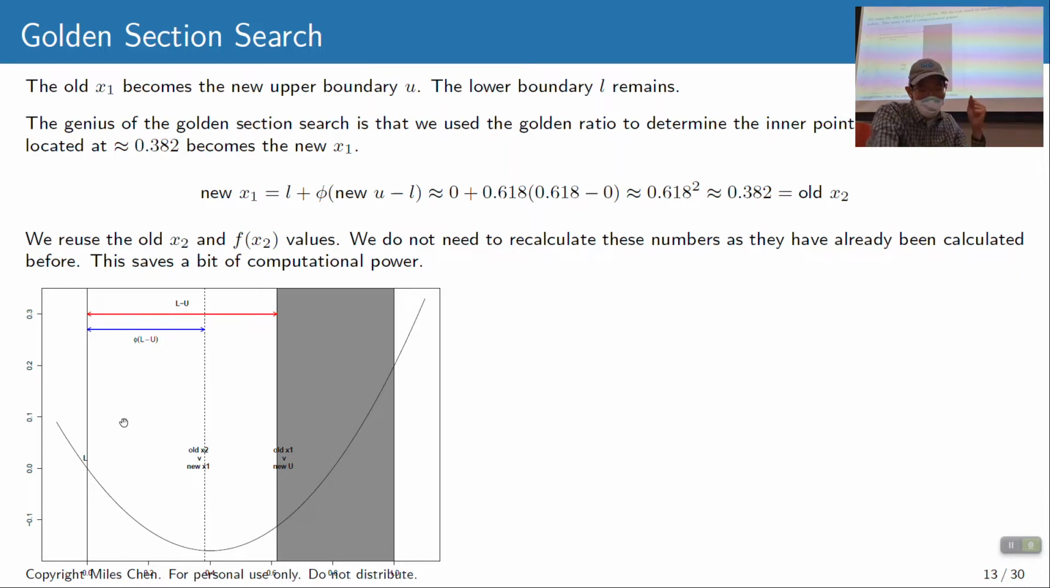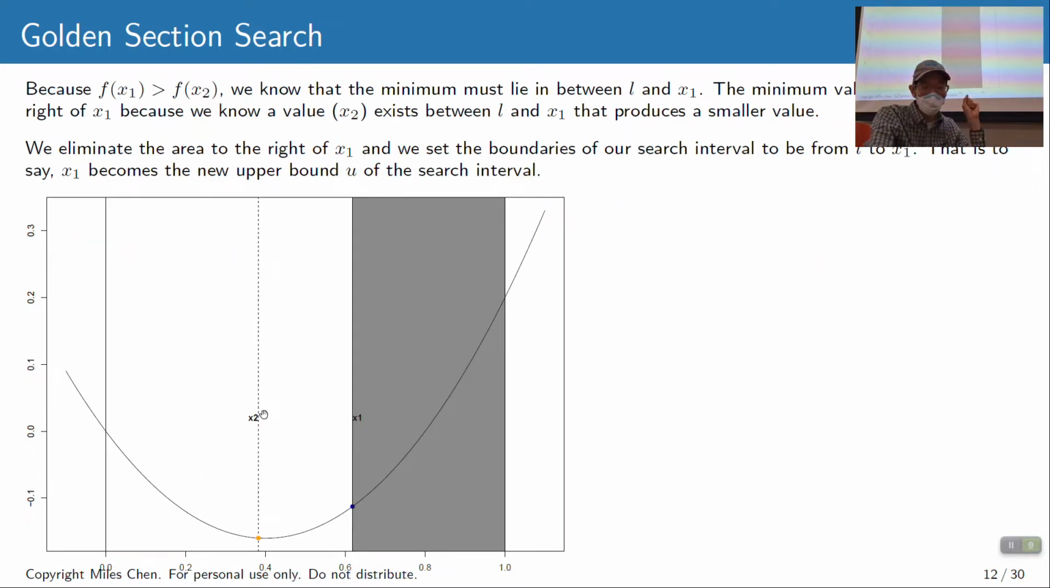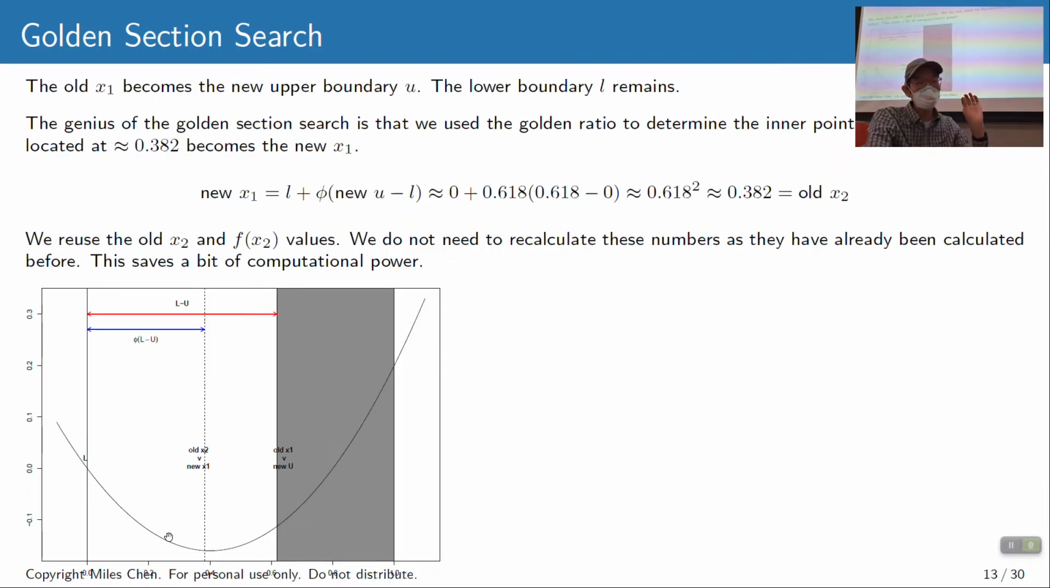But if we can take the value that I've already calculated before, because in the previous iteration I calculated what x2 is and the value of the function at x2, if I can just reuse that, and now I only have to calculate one new value, I've effectively halved my work. So I can reuse this value. The old x2 is my new x1. I don't have to recalculate its location, and I don't have to recalculate the value of the function at that location. So this is going to save us some computational power.